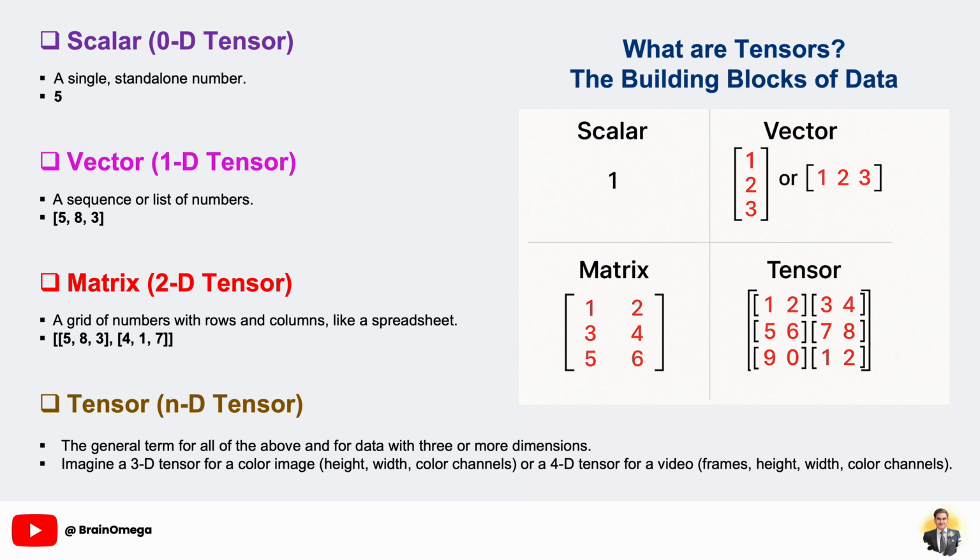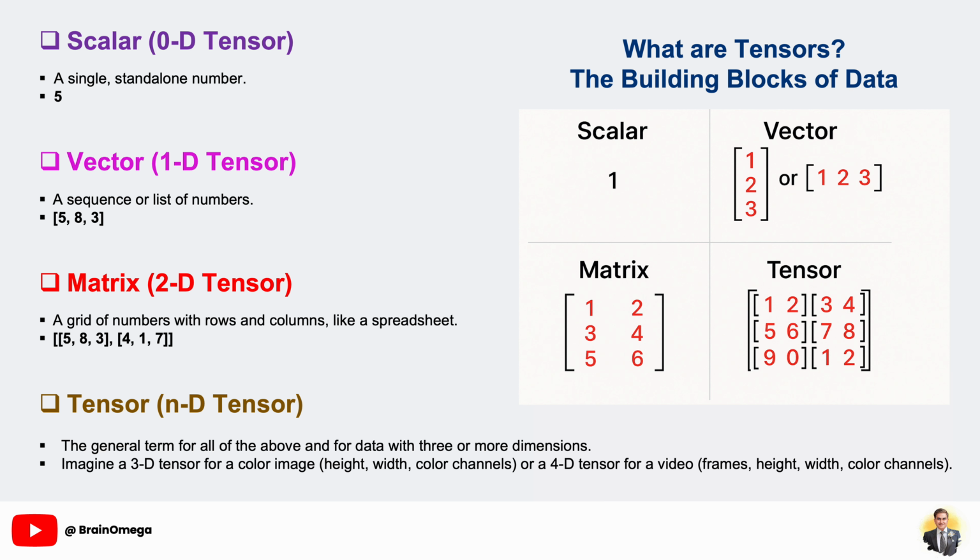At the most basic level, we have a scalar. You can see on the slide this is called a zero-dimensional tensor. Don't worry about the dimension part yet. Just think of it as a single number. For example, the number 5. That's a scalar. Now, what if we have a list of numbers? Maybe the prices of three different items in a shopping cart. That's a vector, which is a one-dimensional tensor. It's just a sequence of numbers in a single row.